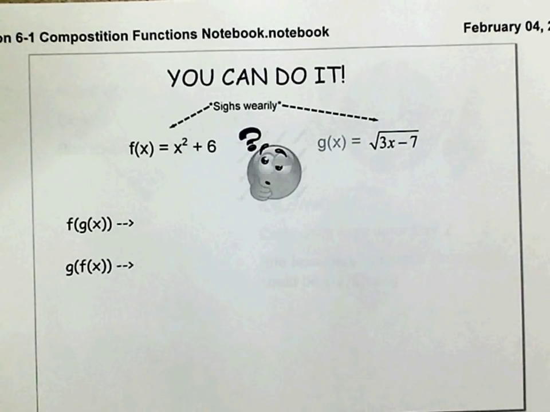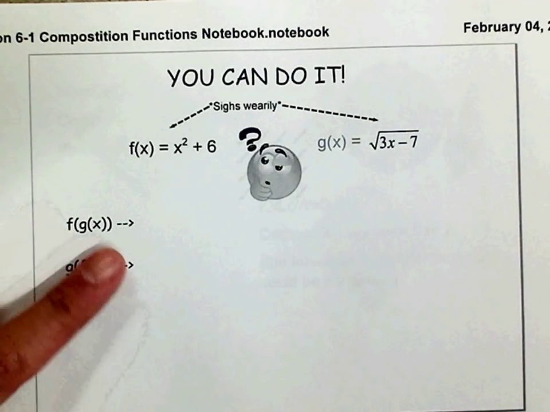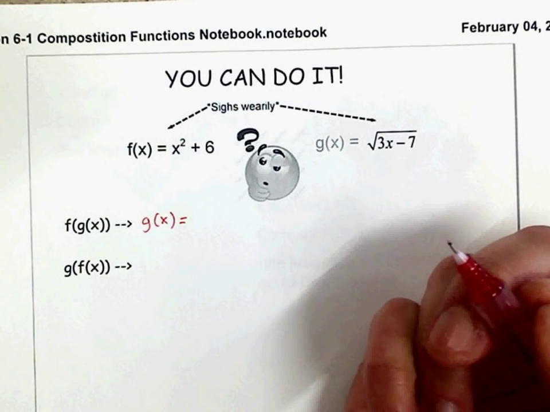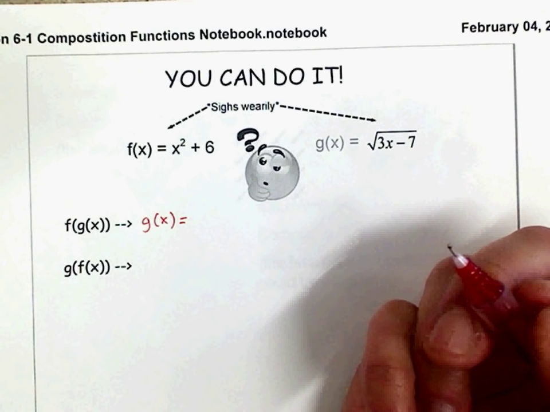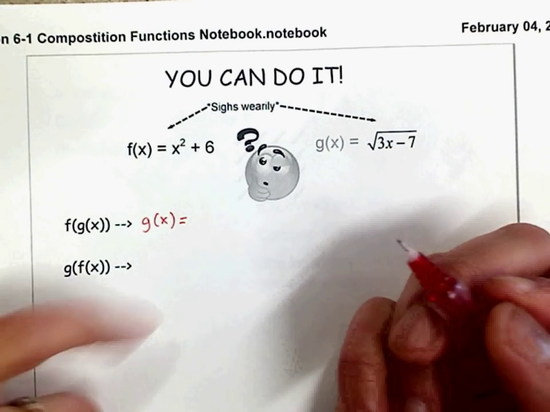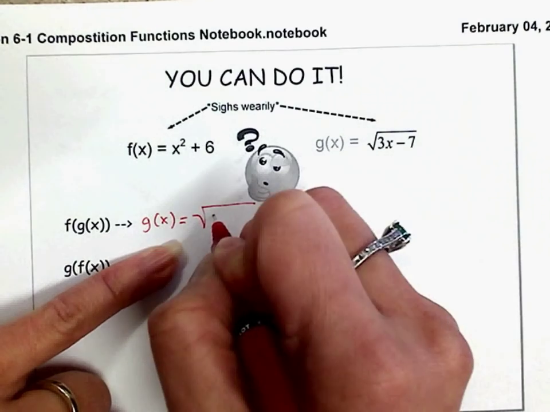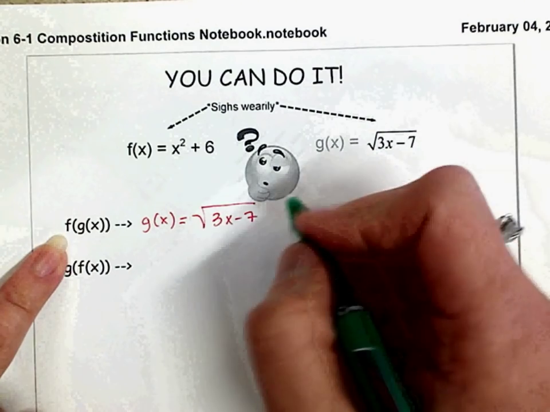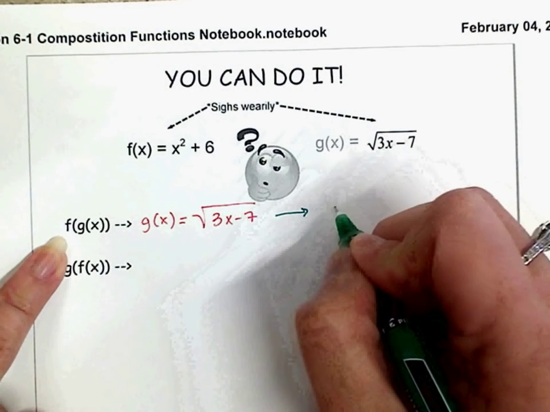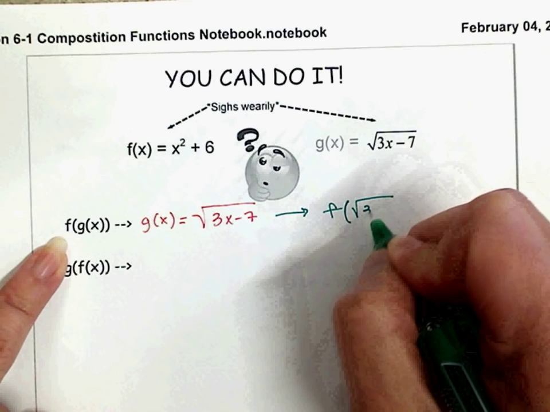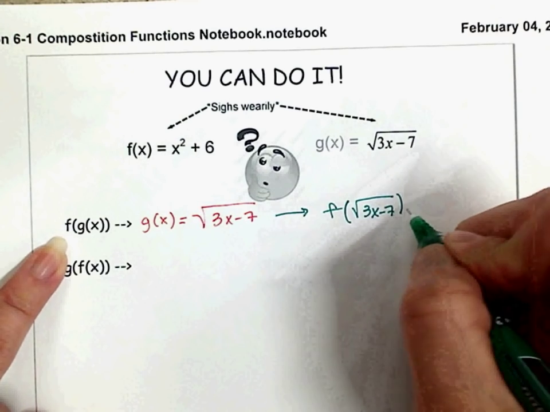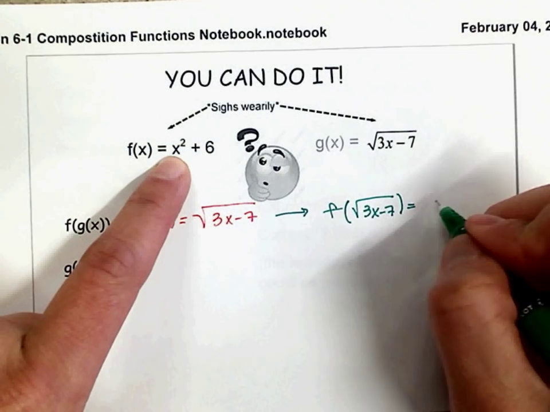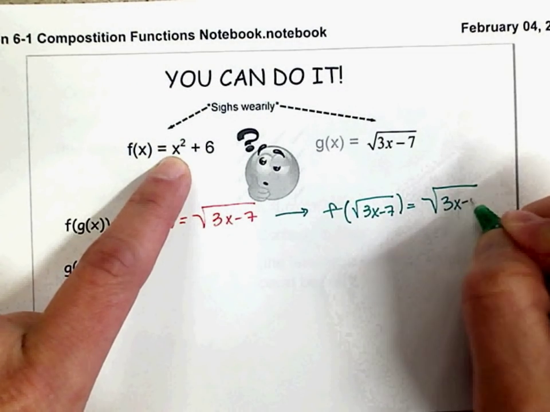Okay, let's take a look at this one. g of x. Didn't we just do that already? Oh, we changed. Okay. Square root of 3x minus 7. Okay? All right, and now we have the f. I'm going to continue over here real quick. f is now square root of 3x minus 7 equal. All right, where's my f? Right there. So (square root of 3x minus 7) squared plus 6.